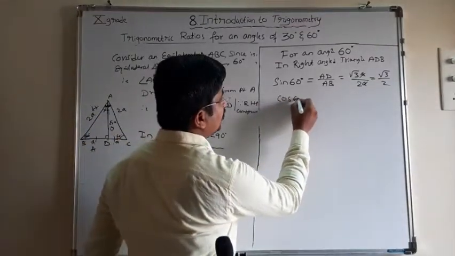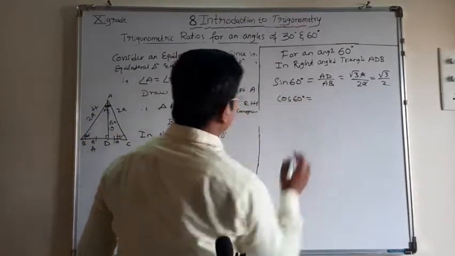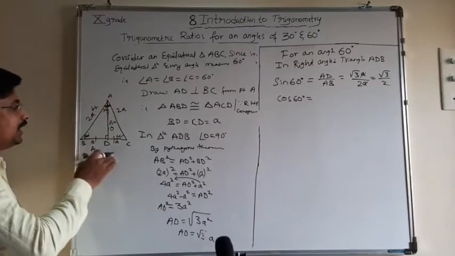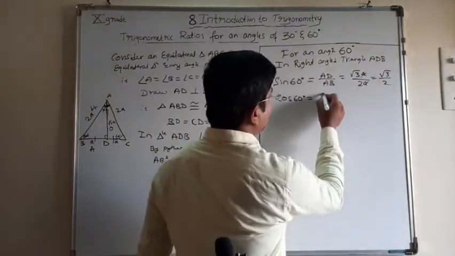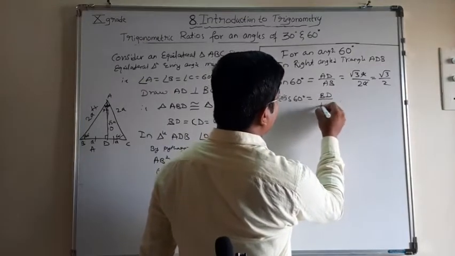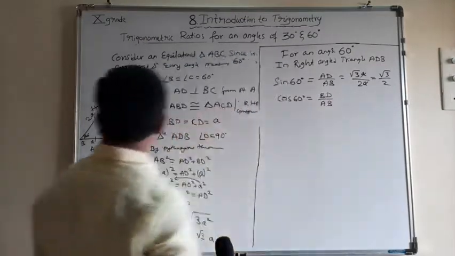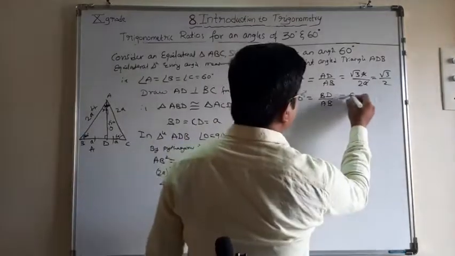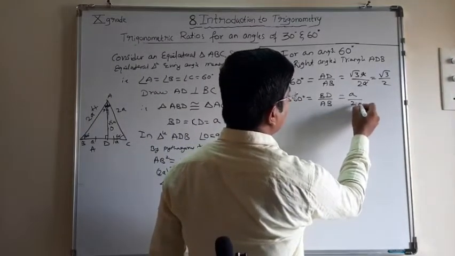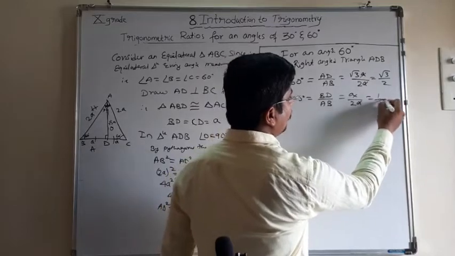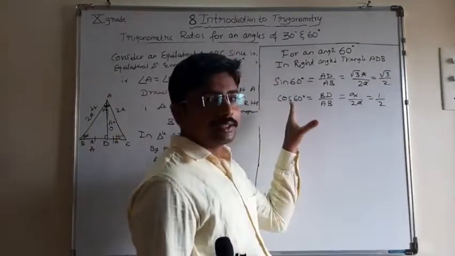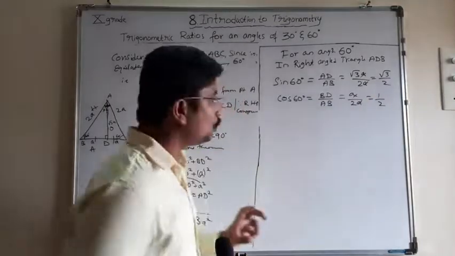Cos 60 degree is equal to adjacent side divided by hypotenuse, that is bd divided by ab. Here bd is a, divided by ab, that is 2a. The a will get cancelled, we are left with 1 upon 2. Therefore the value of the trigonometric ratio cos 60 degree is 1 by 2.